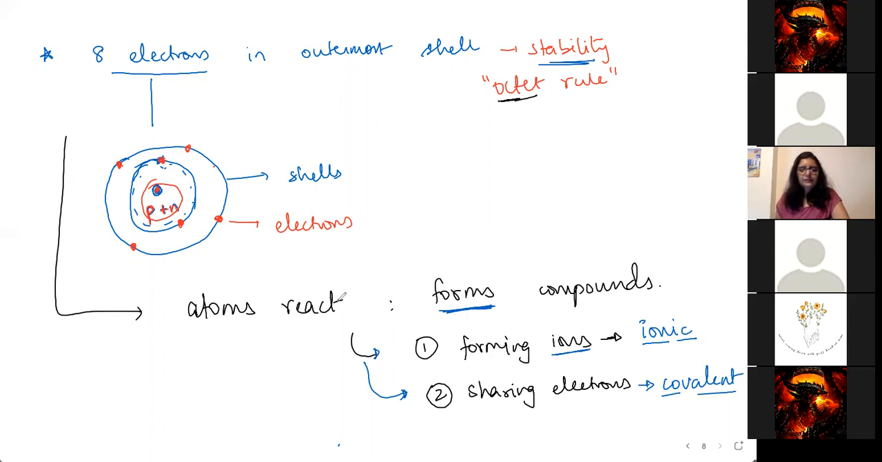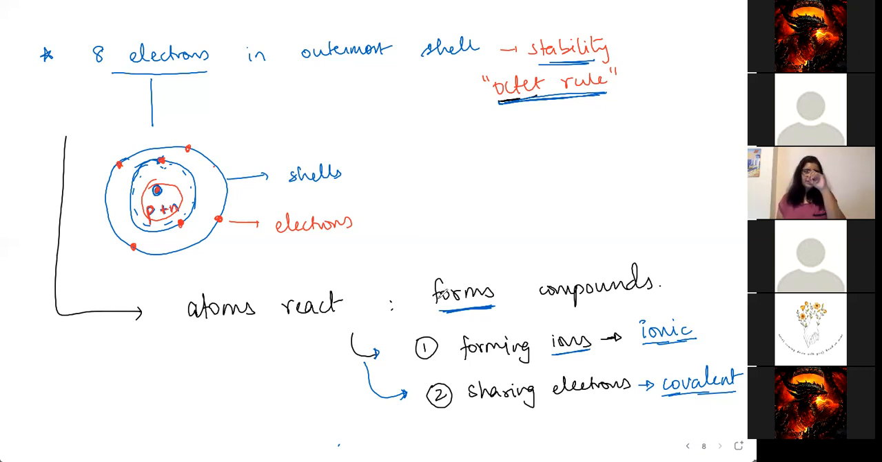But yeah, coming back to this, so this is the thing. Are you guys clear about this? What is ionic, covalent? Yes, ma'am. Okay. The whole reason for all of chemistry is this octet rule. Because atoms want 8 electrons, they look for many different ways to get those 8 electrons, and that's why they end up forming all these different types of compounds that we have.